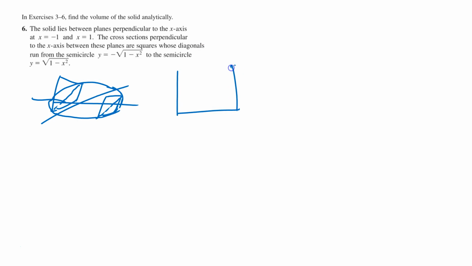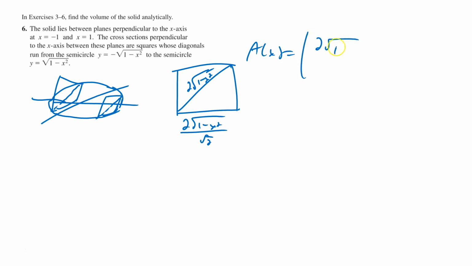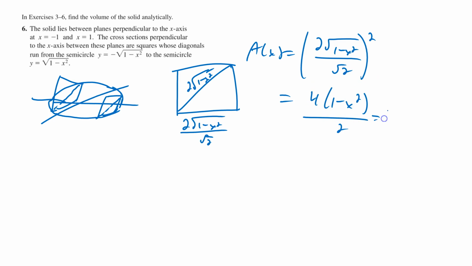So the square has a diagonal here that's 2 root 1 minus x squared. So then the side length is 2 root 1 minus x squared divided by root 2, because the diagonal is root 2 times the side length. So the area of one of these is going to be 2 root 1 minus x squared over root 2, quantity squared, which is 4 times 1 minus x squared divided by 2, which is 2 times 1 minus x squared. So that's the area of one of these squares. And we want to go from negative 1 to 1, so we integrate from negative 1 to 1, 2 pulled out, 1 minus x squared dx.